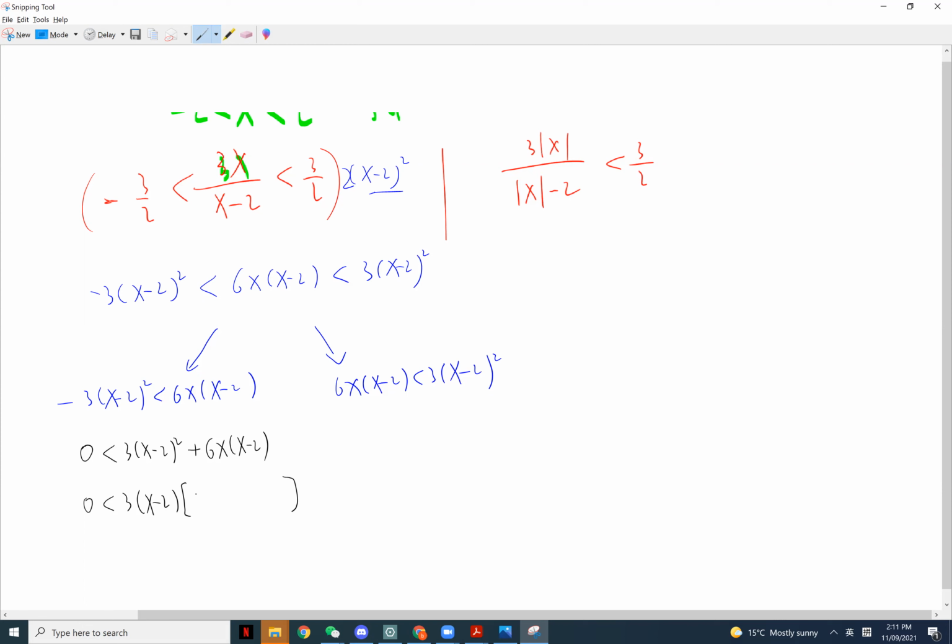1 plus x, is it? We just take out the x minus 2. You still have x minus 2 here. Yeah, x minus 2 and then plus x. Plus 2x. Yep, 2x. So we got 0. This is inequality, x between 2 and 2 over 3. The other side, similar. We take out.